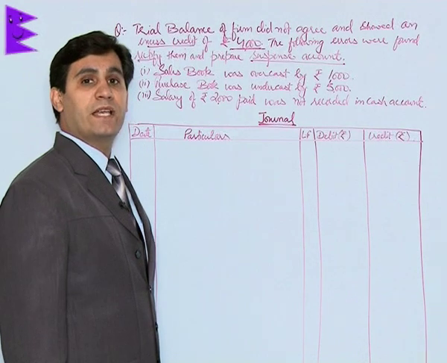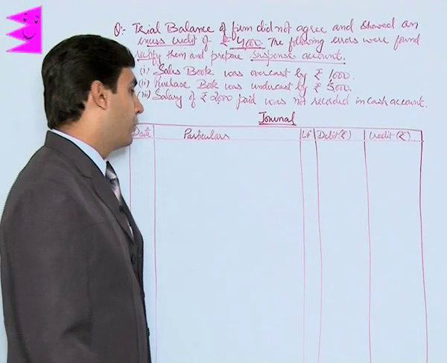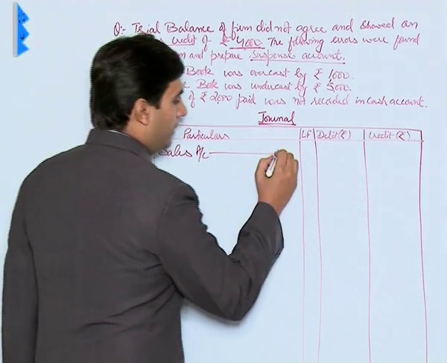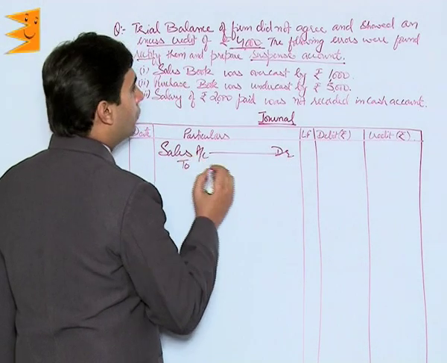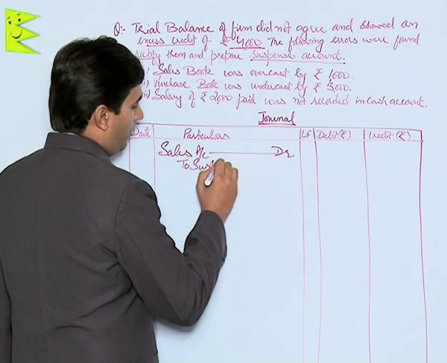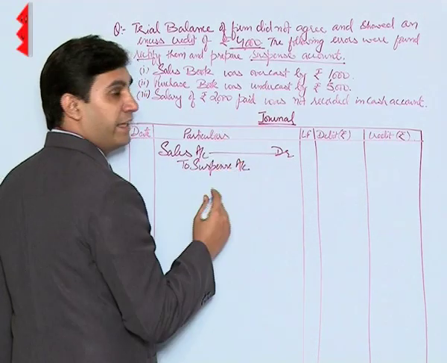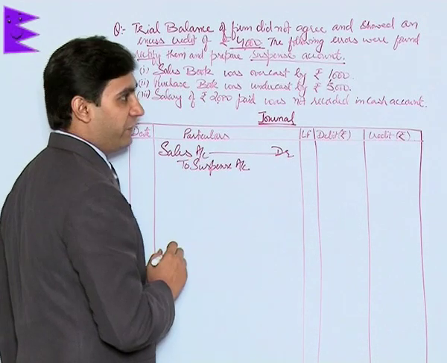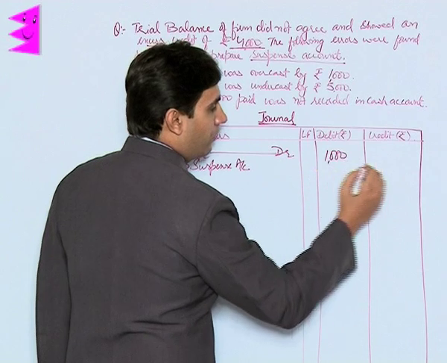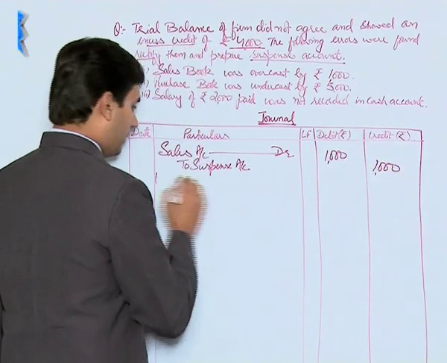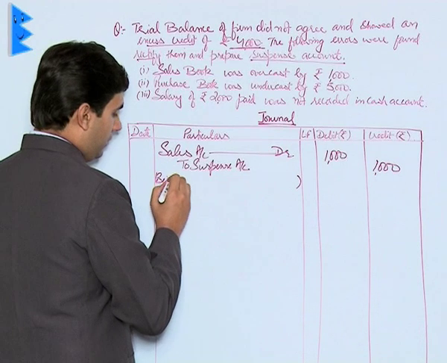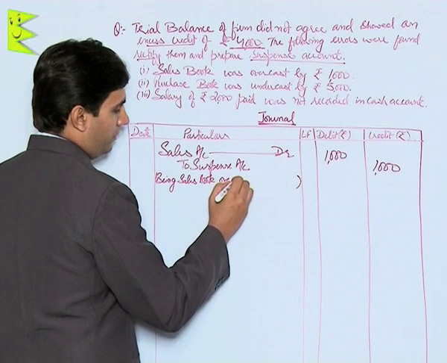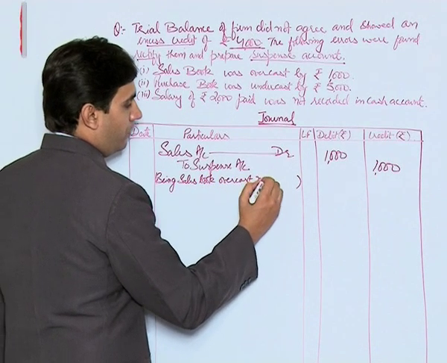Since the credit side was excess credit by rupees 1,000, to rectify or to nullify it, we will debit sales account. Sales account debited to suspense account. Since it is a single-sided error, this error appears only in the sales book, so suspense account would be used to rectify it. The amount is rupees 1,000. Narration would be: being sales book overcast, now corrected.